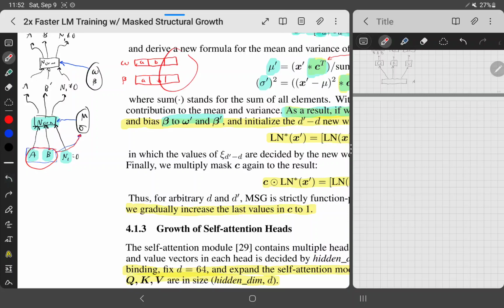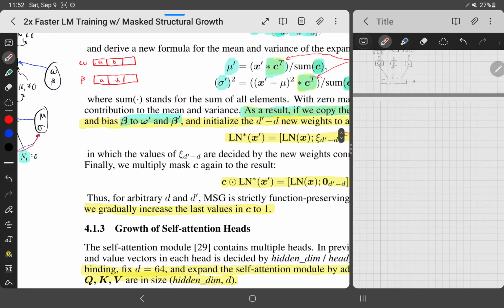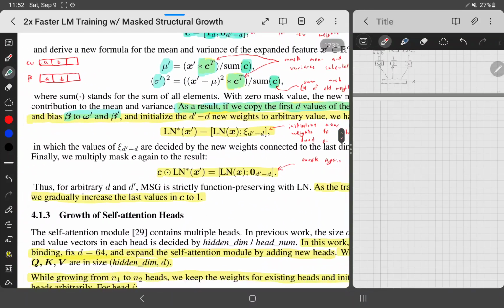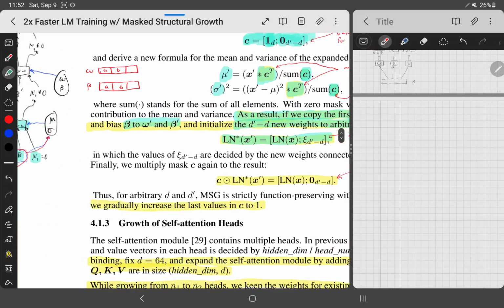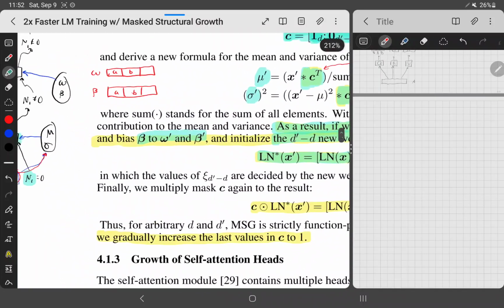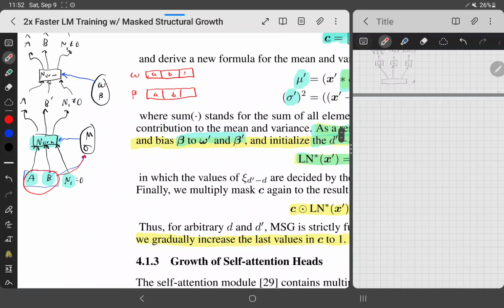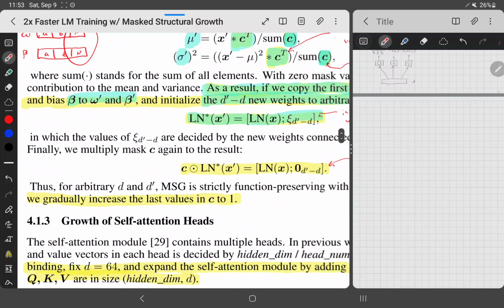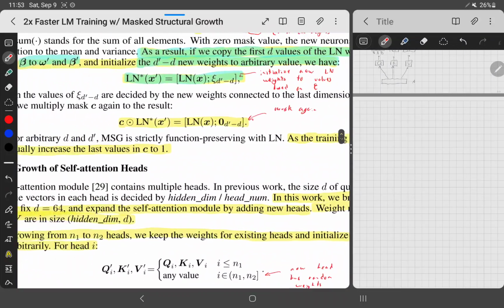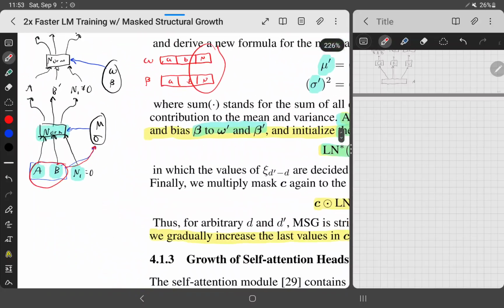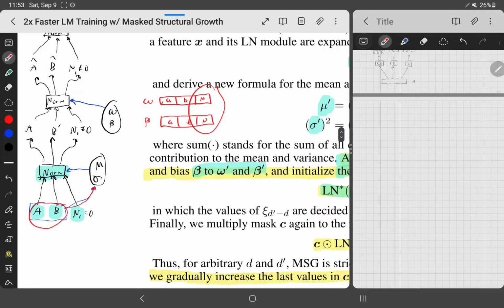But you add this third part here. So you just copy the weights for the old mean invariant shift, and for the new one, you initialize the new weights to arbitrary values. That would be your n's. So these n's are just an arbitrary value. Maybe you initialize it randomly.